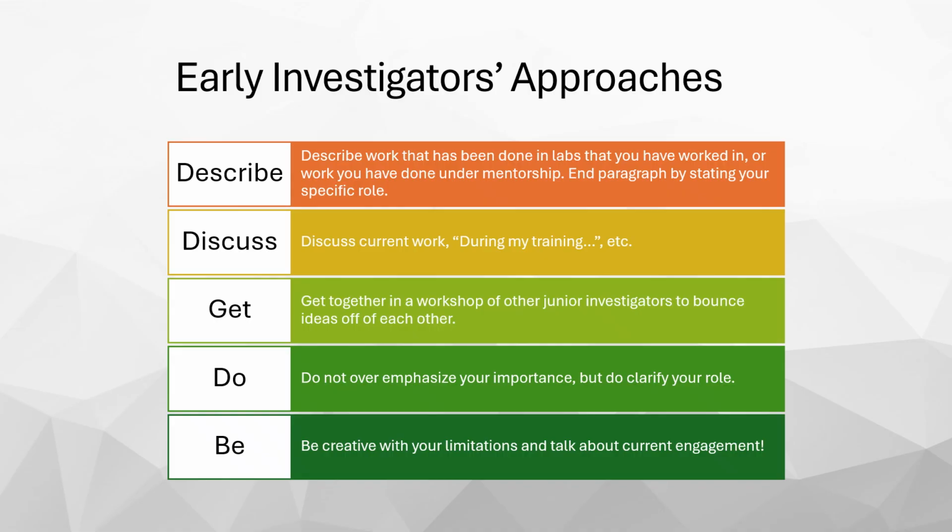For early stage investigators, some additional techniques you can think about are describing work that you've done in other people's labs and then specifying what your role was. You can talk about your current training if that's all you have to go on. Getting together with other junior investigators to talk about how best to describe your contributions when you may not feel like you have a lot of contributions yet can be really helpful. Talking with your peers, and then not necessarily overemphasizing your importance, but clarifying what your role is within each contribution. And then just be creative with your limitations and talk about what you are currently engaging with.